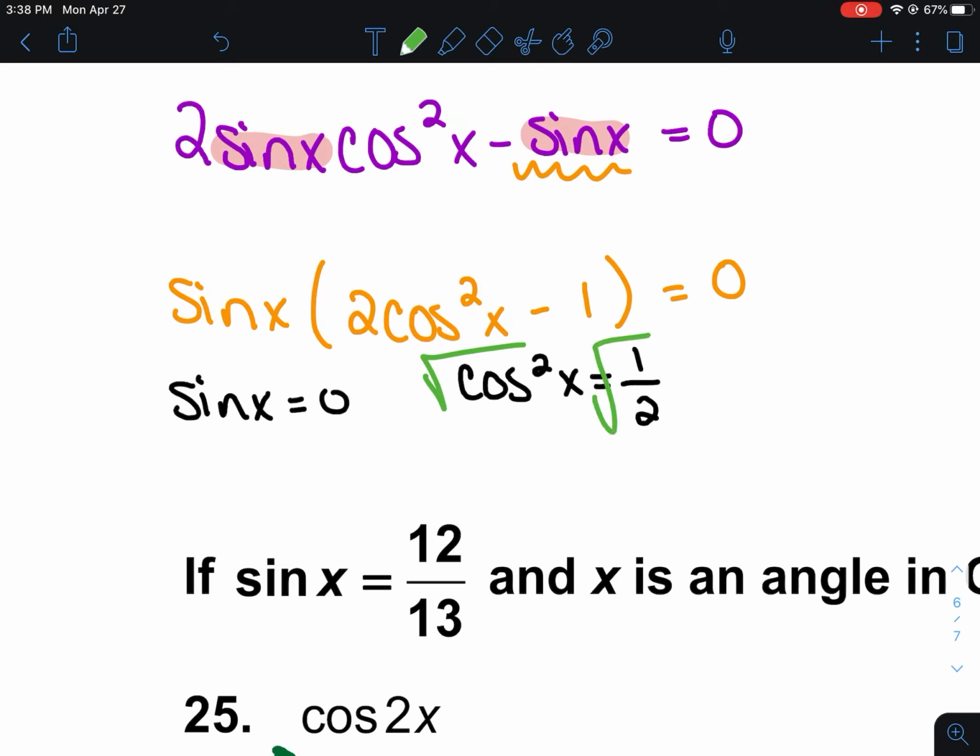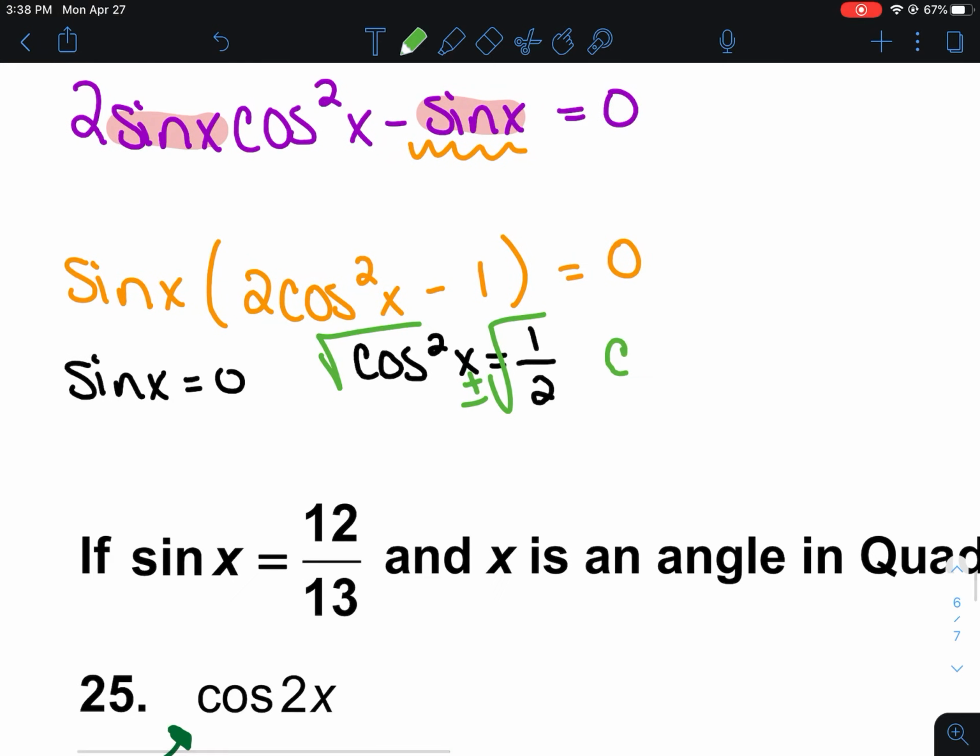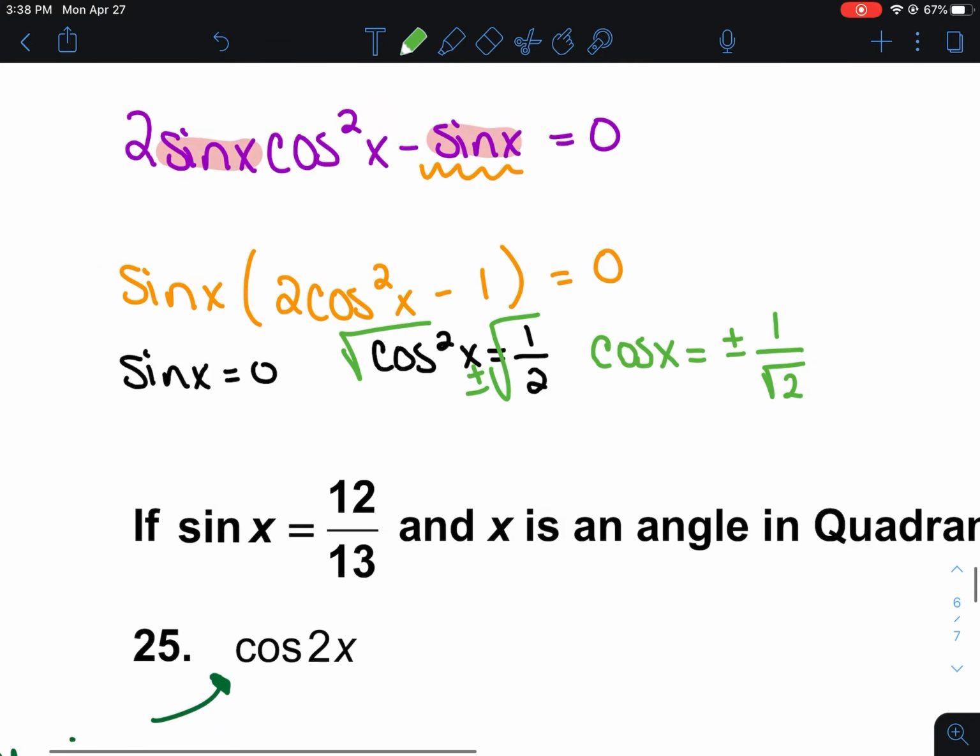But then I want to take the square root. Reminder, when you take the square root, you need to have plus or minus. So you end up getting cosine x equals plus or minus square root of 1 is 1 over root 2. This is the same thing as plus or minus root 2 over 2. Okay, so once you've isolated the variable, you're going to look on the unit circle at where this happens.